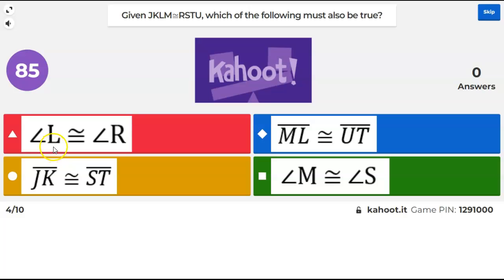So let's look at the options out here. Angle L and angle R. Angle L is in position 3, angle R is in position 1. So that one is not the case necessarily. ML and UT, line segments ML and UT. So ML is in position 4 and 3. UT is in position 4 and 3. So this one looks like it might be a good option. But let's check the other ones just to make sure. JK and ST. JK is in 1, 2. ST is in 2, 3. So nope, that one doesn't match. Angle M and angle S. M is in position 4. S is in position 2. That's a no. So this is the only one left. That's our answer.